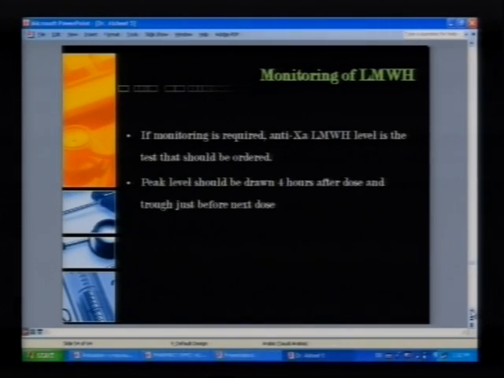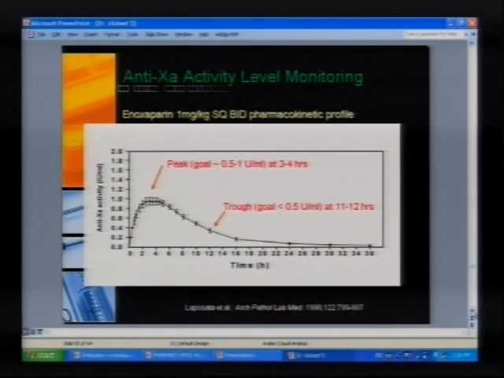And this should be done. The level should be drawn 4 hours after the dose, and the trough just before the next dose. It's available in our hospital, but it's underused. It's not requested frequently. I'm encouraging people to request it in the right clinical setting. You should keep in mind whether it is once daily or BID. If it's BID, the peak level should be 0.5 to 1. If it is once daily, it should be 1 to 1.5.